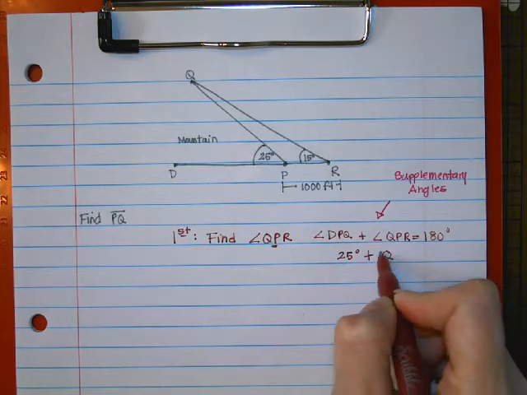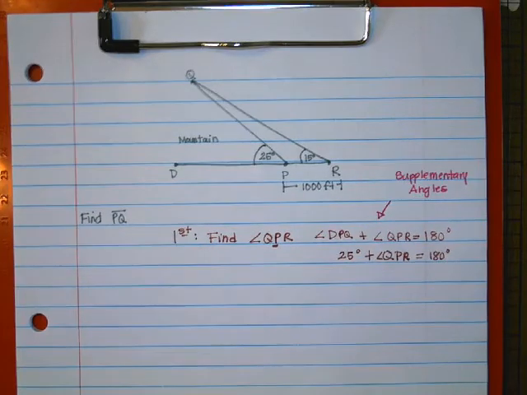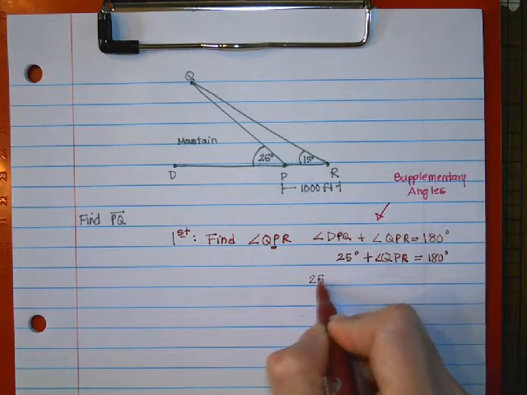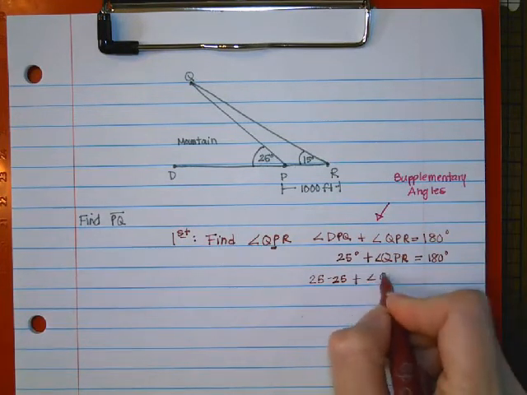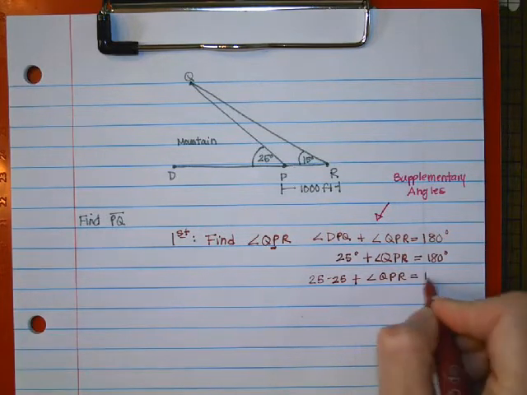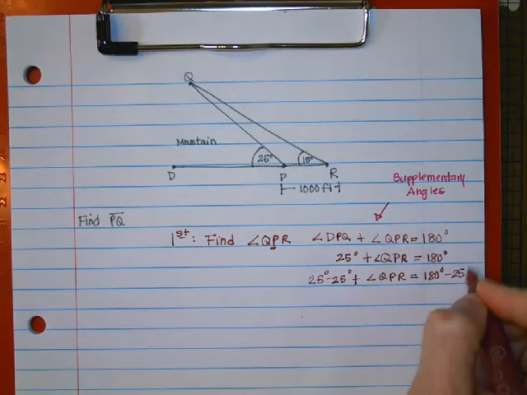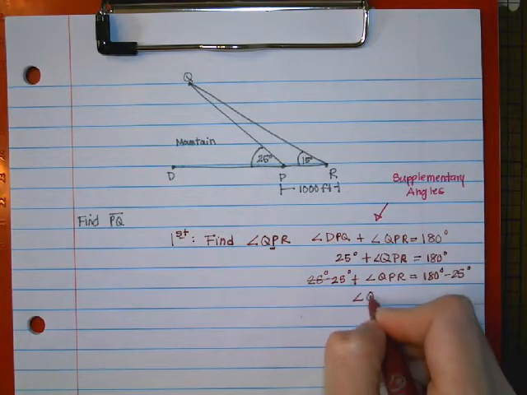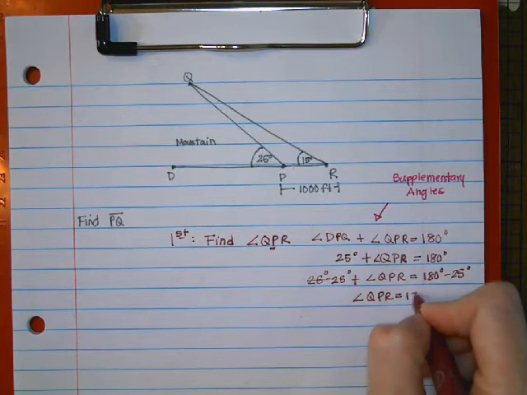Angle QPR, we do not know. We add those together, we get 180 degrees. So I keep saying angle. So we're going to subtract 25 from each side. So 25 minus 25 plus angle QPR is equal to 180 degrees, so 25 degrees minus 25 degrees. Alright, so then 25 minus 25 goes away. This is angle QPR, and it'll equal 180 minus 25 degrees, which is 155 degrees.